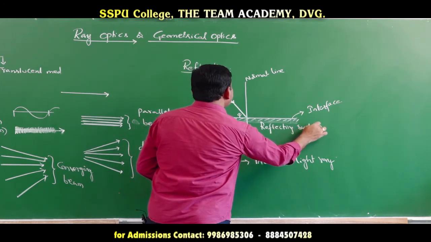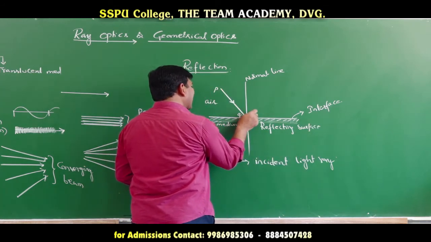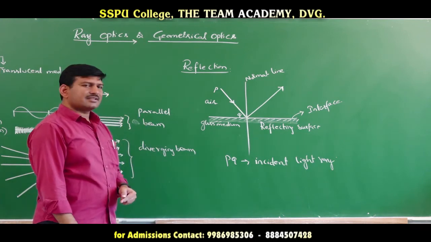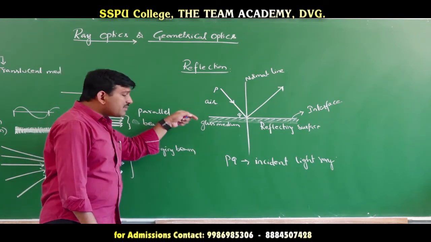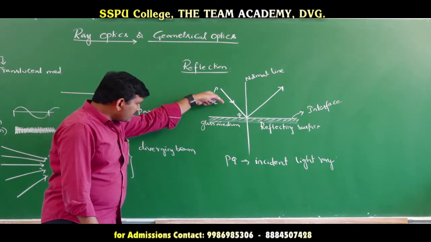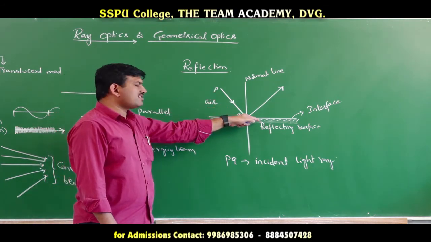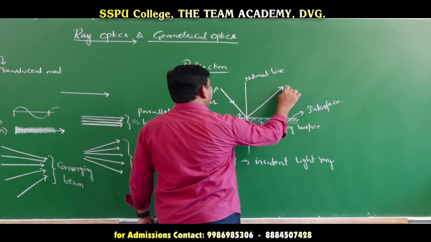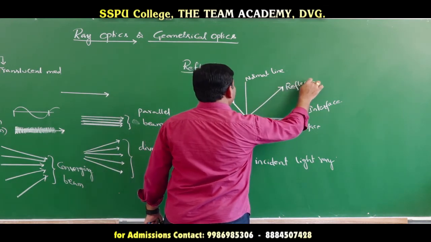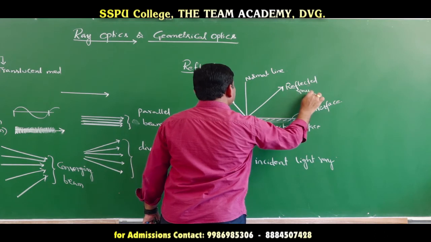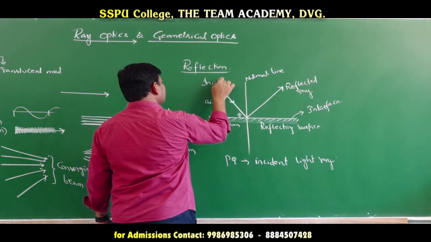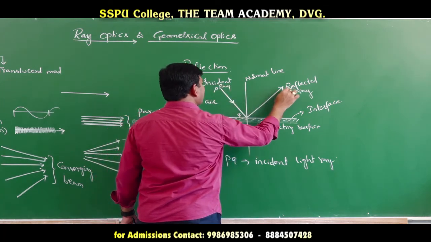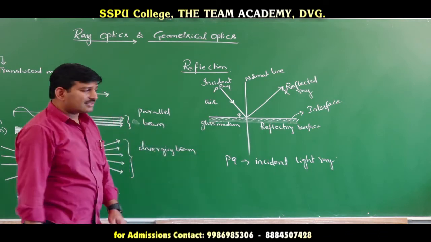You will notice that the light ray is coming back into the same medium. It is bouncing back into the same medium, the medium through which it is traveling and falling on the interface. So, this is said to be the reflected ray, and this is the incident ray. This is PQ, this is QR. PQ is the incident ray, QR is the reflected ray.